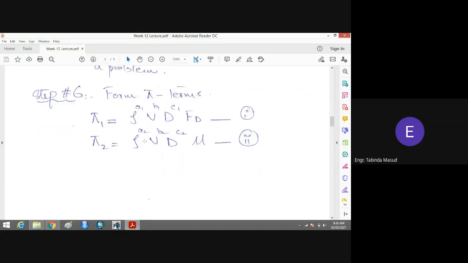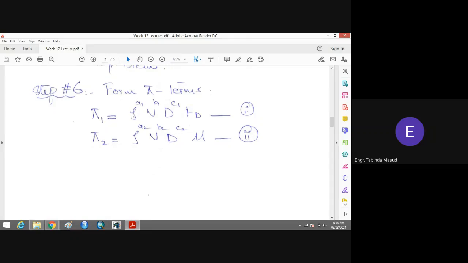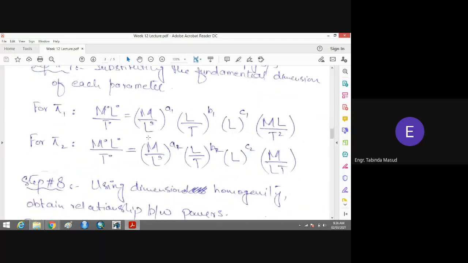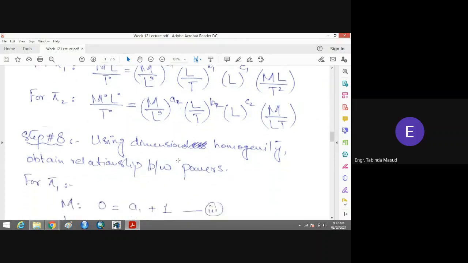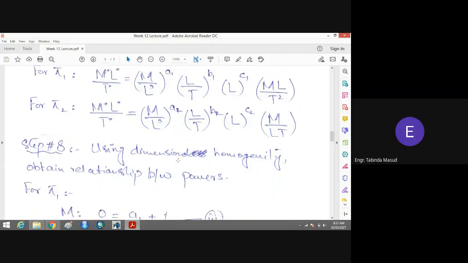And then you put the fundamental dimensions of all these parameters. For pi 1 it is M naught L naught T naught equal to density. Density is kg per cubic meter, meaning it is M divided by cube of L with power a1. In this way you will put the fundamental dimensions for pi group number 1 and the fundamental dimensions of pi group number 2, and then you will obtain the relationship between powers for each group.